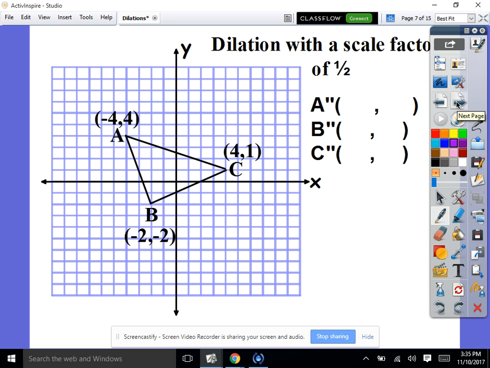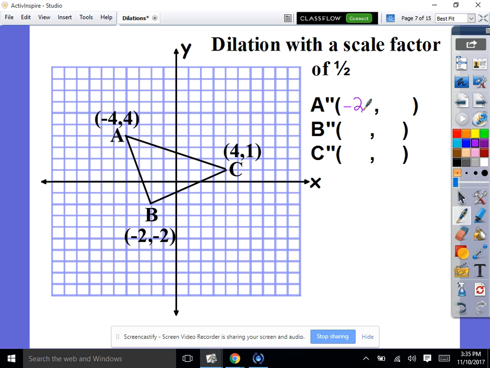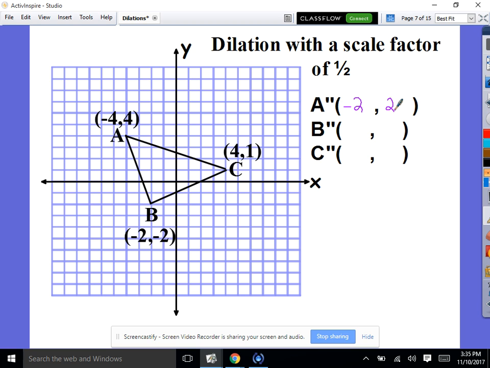All right, a dilation with a scale factor of 1/2. So now we're going to multiply by the fraction 1/2. So A is -4, 4. Well, what's half of -4? That would be -2, and half of 4 is 2. Then we go to B double prime. Half of -2 is -1, -1. And C double prime, half of 4 is 2. Half of 1 is 1/2, or 0.5.